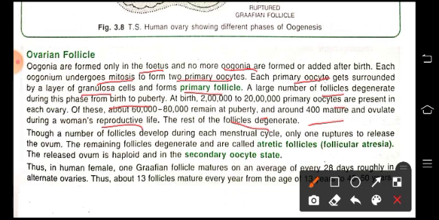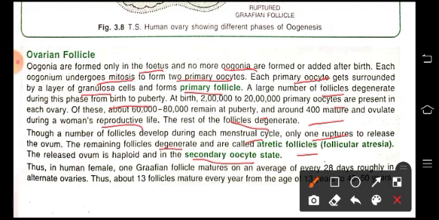Of the number of follicles developed during each menstrual cycle, only one ruptures to release the ovum, and the remaining degenerate and are called atretic follicles or follicular atresia. Now this ovum, which is released, is haploid and in the secondary oocyte state.